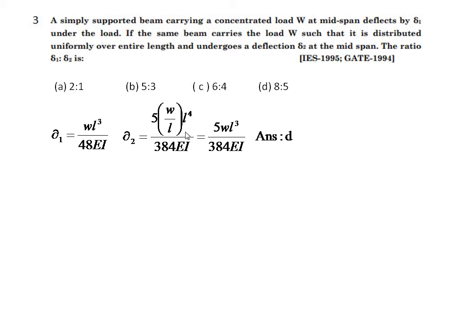Now in the second case, the deflection in case of a uniformly distributed load is 5 by 384 wL power 4 by EI. In this case, the loading is W by L instead of W. So when you cancel this out, it will be 5 by 384 WL cube by EI. When you divide delta 1 by delta 2, the answer will be 8:5. You just have to divide delta 1 by delta 2. The ratio of delta 1 and delta 2 is 8:5. So the answer is D.